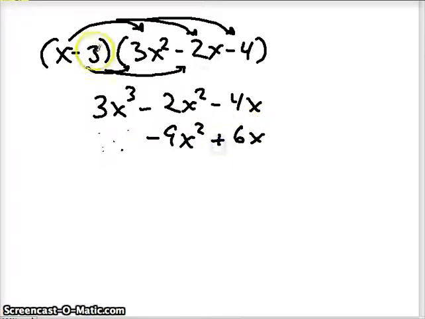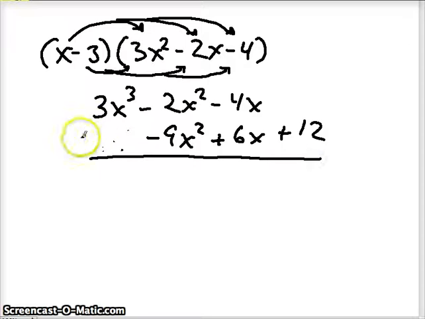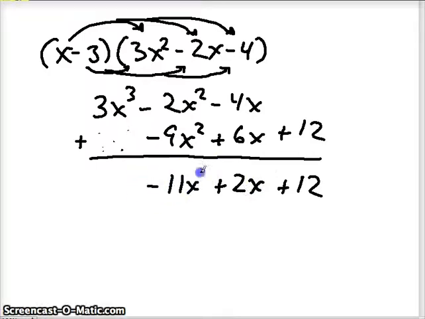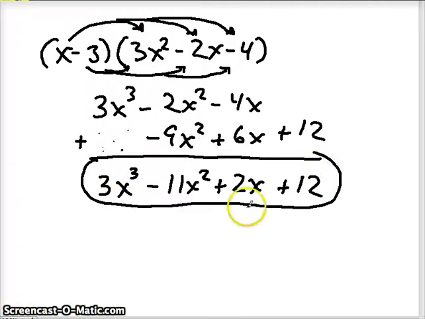Negative 3 times negative 2x is positive 6x, sorry, negative times a negative. Let's get it together. Negative 3 times negative 4 is positive 12. Okay, so now we're combining our terms here. We get a positive 12, a positive 2x, a negative 11x squared, and a positive 3x cubed. And so that's our last product when we multiply the polynomials.